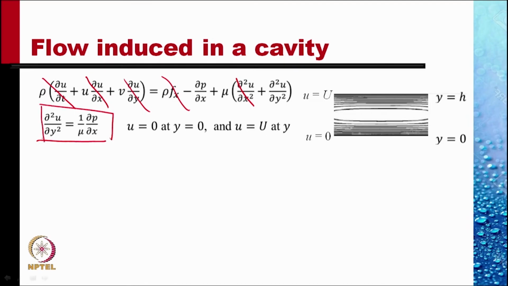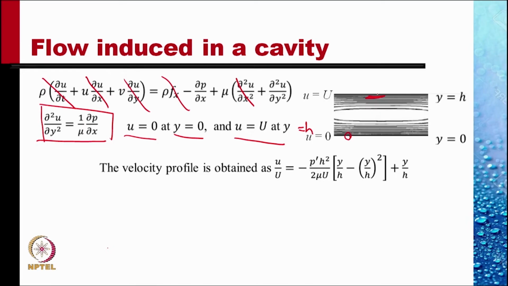To be solved with the boundary condition that u is equal to 0 at y is equal to 0 at the lower plate, no slip condition, and u is equal to capital U at y is equal to h, the no slip condition at the upper plate. The velocity profile is obtained by integrating this as we have done for the Couette flow. This is nothing but Couette flow. u by capital U is minus p prime h square by twice mu U into y by h minus y by h whole square, bracket closed, plus y by h. This is the velocity profile.